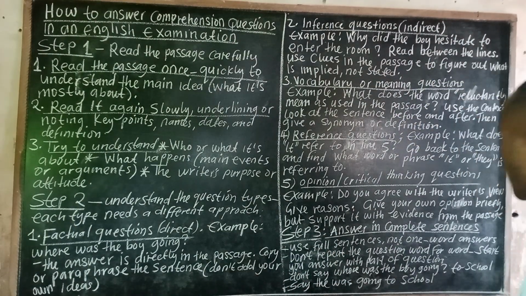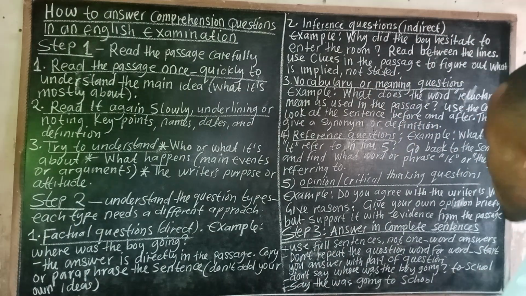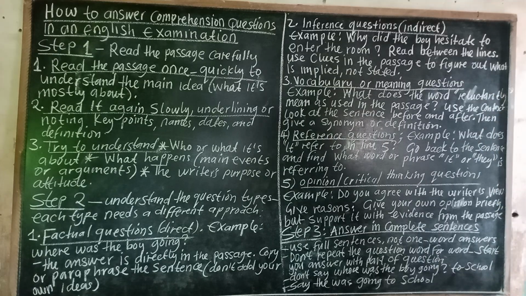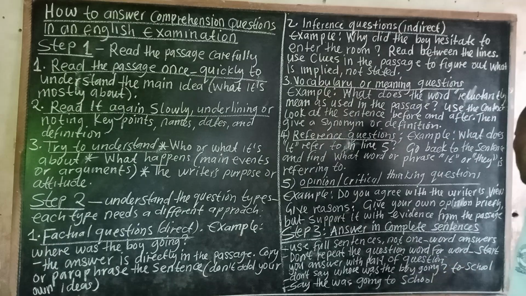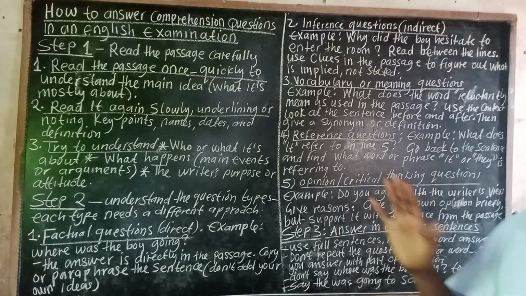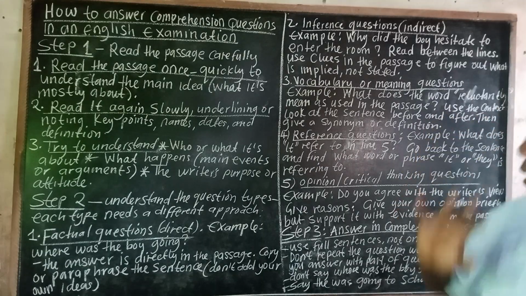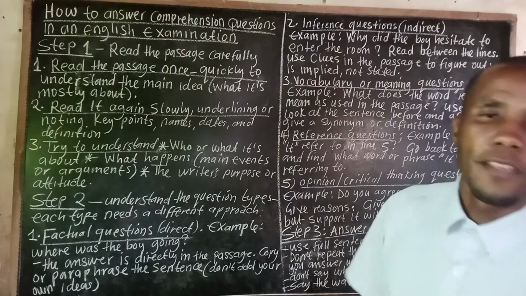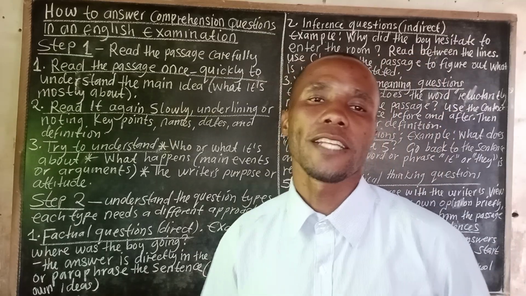Then we have step 3: answer in complete sentences. For example, use full sentences, not one-word answers. Don't repeat the question word for word, and don't answer with part of the question. Like, if they ask, where was the boy going? Don't say, to school, or where was the boy going to school. Don't answer like that. Instead, you say, the boy was going to school. That is the correct answer.